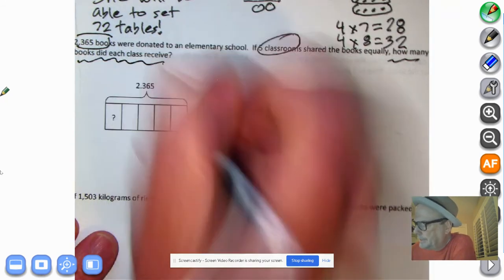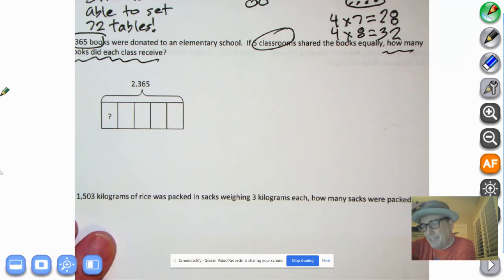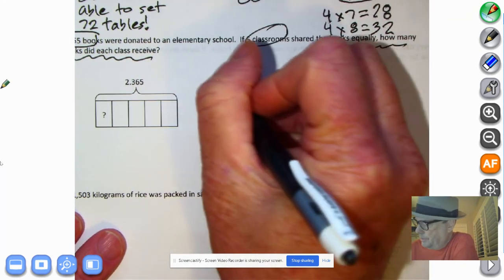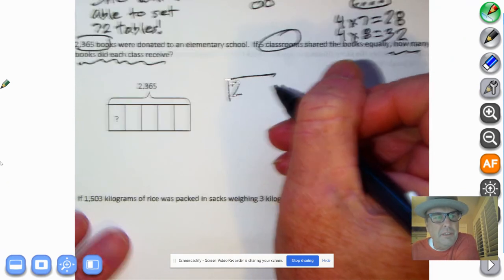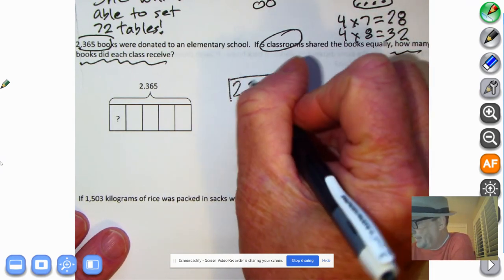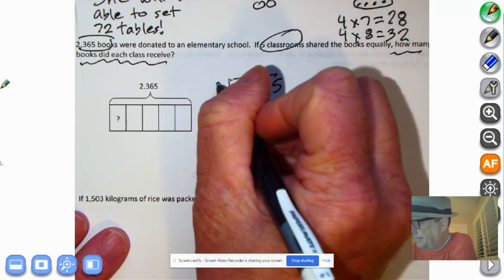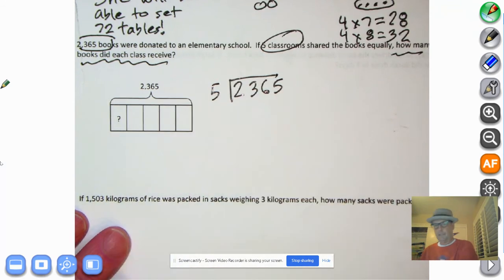Here we don't know the size of the group. We don't know the size of each group. We know there's 5 groups, but we don't know the size, right? So we've got to figure that out. Let's go ahead and set up our standard algorithm. 2,365 is our dividend, and our divisor is 5, right? 1 class, 2 class, 3 class, 4 class, 5 class. So let's set up our problem like this.